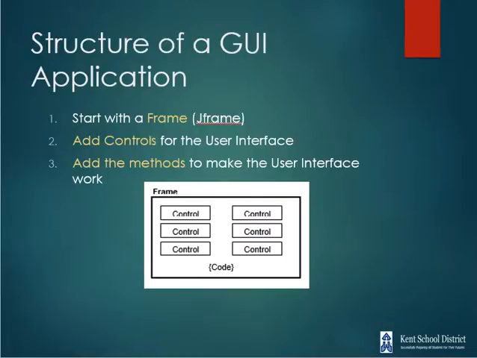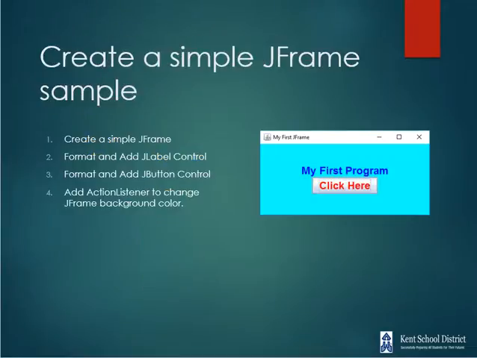Then we have to add the controls. Those are the objects, the buttons and the labels that we're going to add on the screen. Once again, a few more lines of code, with some different things that we haven't done yet. And then the last thing is we're going to write the methods that make the controls work. So here's the simple program we're going to make. I'm going to open up Eclipse pretty soon.